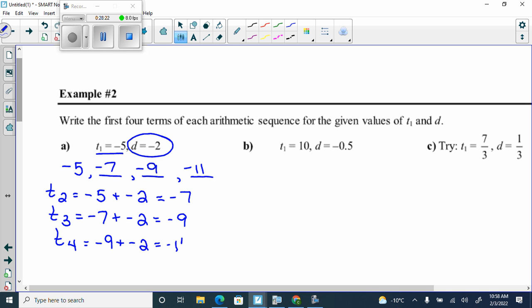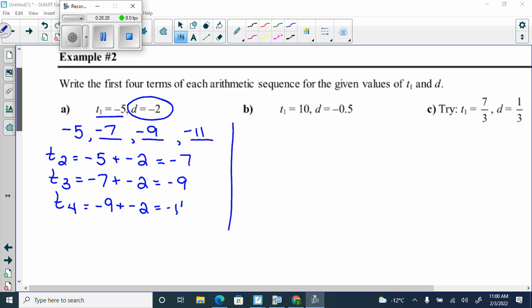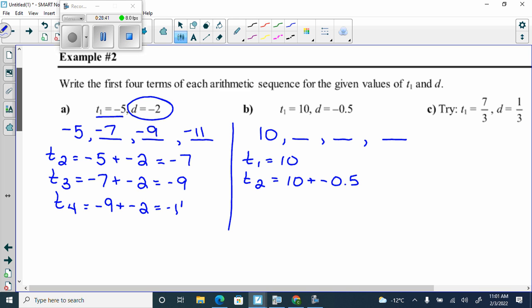I want you guys to try B. Not word about C, just try B. So term 1 is 10. Term 2 is 10 plus negative 0.5, which means it's subtracting 0.5. So it's going to be 9.5. Term 3 is going to be 9.5 plus negative 0.5, which is 9. And term 4 is 9 plus negative 0.5, which is 8.5.